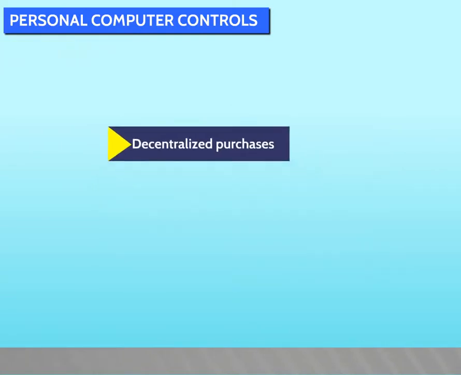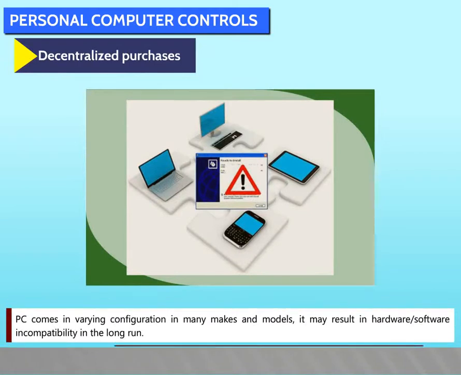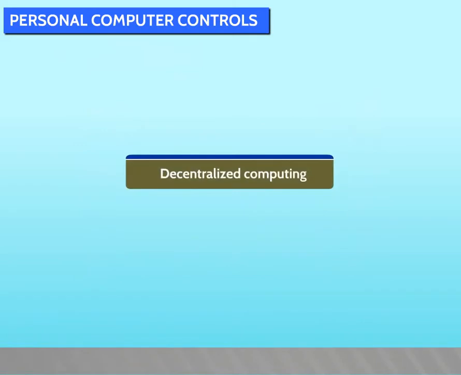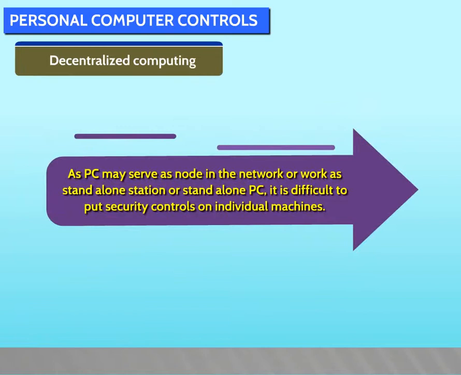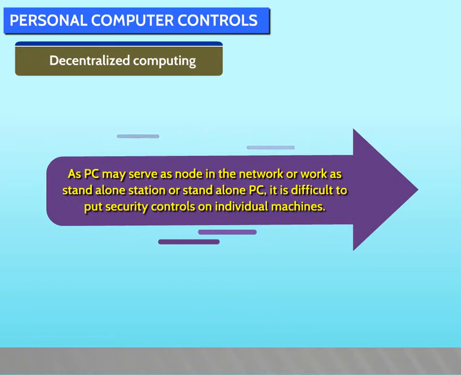Decentralized purchases. PCs come in varying configurations in many makes and models. It may result in hardware or software incompatibility in the long run. Decentralized computing. As a PC may serve as a node in the network or work as a standalone station, it is difficult to put security controls on individual machines.